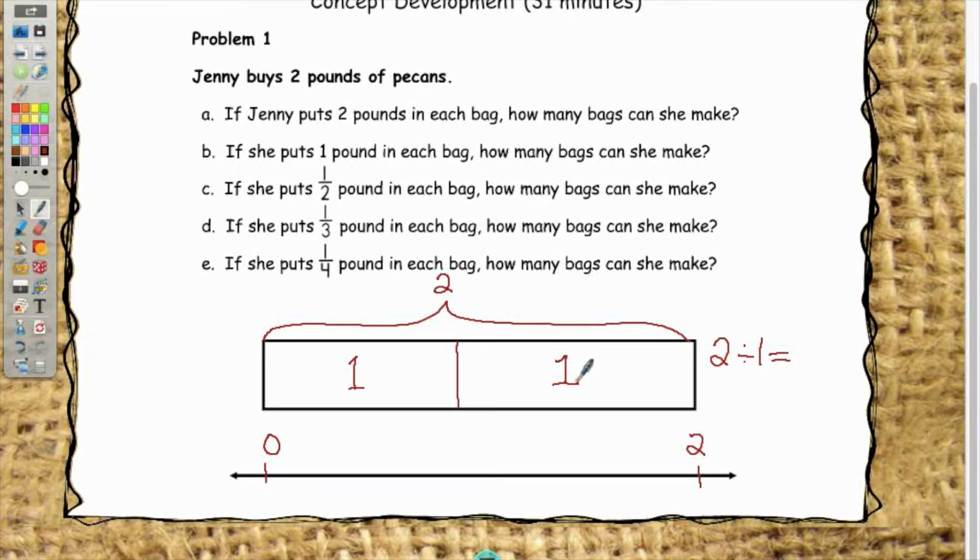How many bags will she have? These represent my bags. So how many bags? 2 bags with 1 pound in each. Okay? How you do it? It's too simple, isn't it?